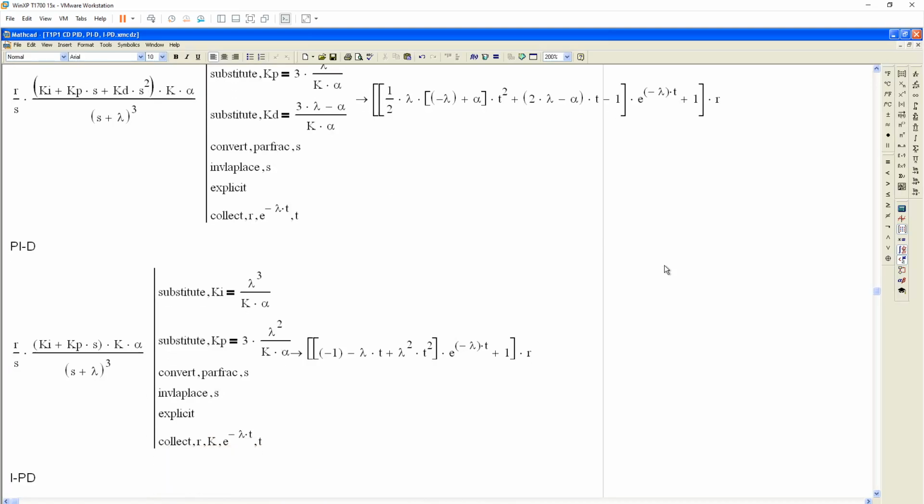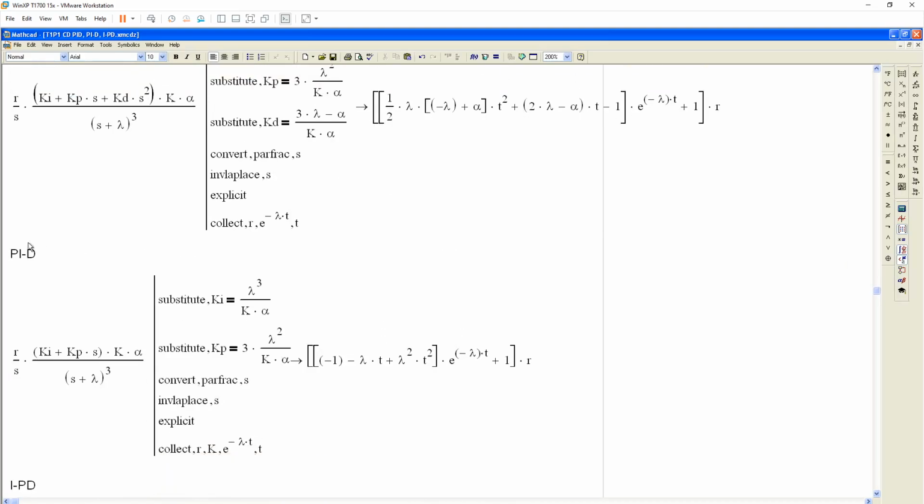Now, I can do the same thing for a PI minus D. Now, notice that there are 3 gains and they're in the numerator. That means that they're in the forward path. They're acting on the error between the target and actual position, or the set point and the process variable.